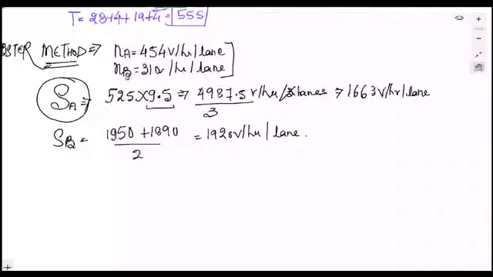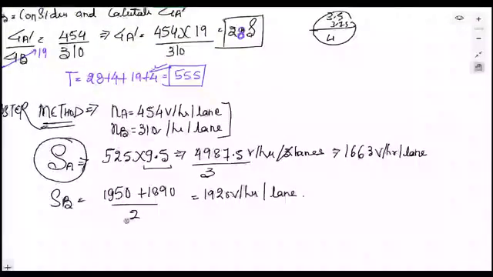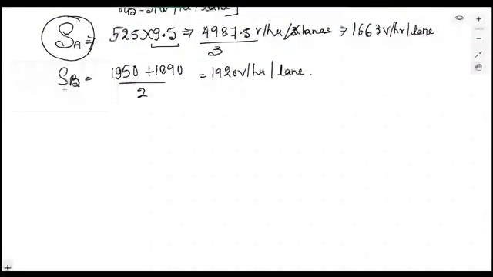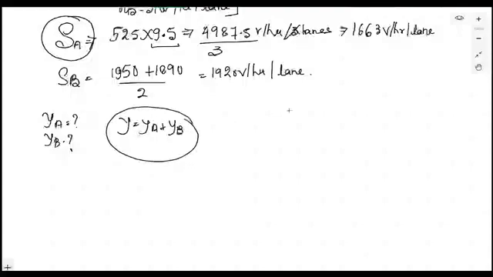This is NA. You already have NA values. You have SA and SB values. Now you have to calculate YA and YB values. Remember, YA is NA upon SA and YB is NB upon SB. Then you have to calculate the Y value, which is YA plus YB. You have to add up both of these values.